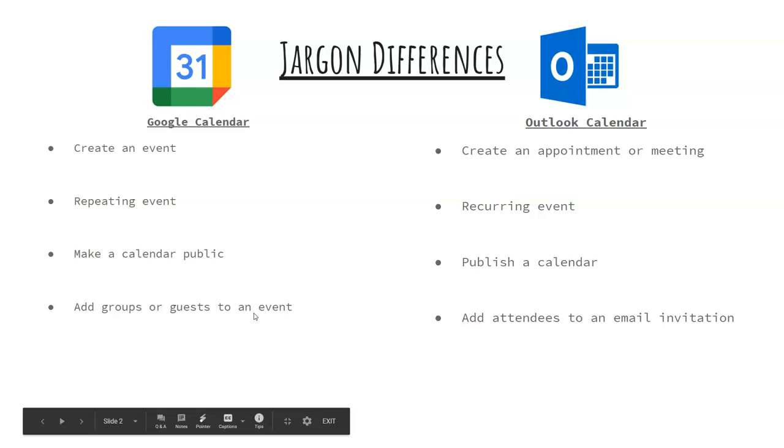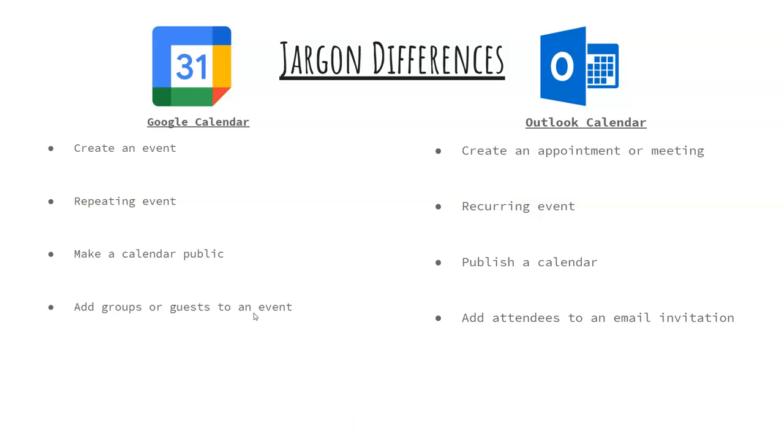So, when you are looking at the two different calendars, there are some differences in the jargon that is used for them. For example, in Google Calendar, you create an event, and in Outlook Calendar, it is called creating an appointment or creating a meeting. In Google Calendar, they call an event that you want to have over and over again a repeating event. In Outlook Calendar, it's called a recurring event.